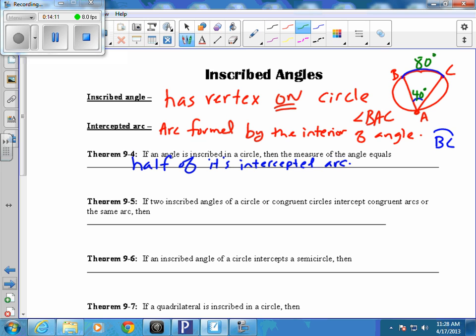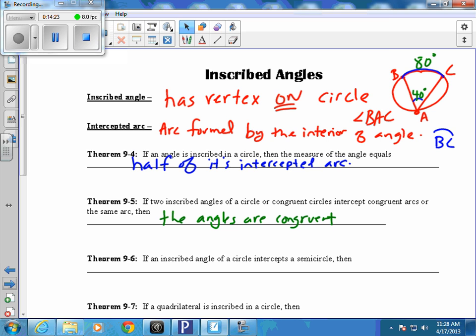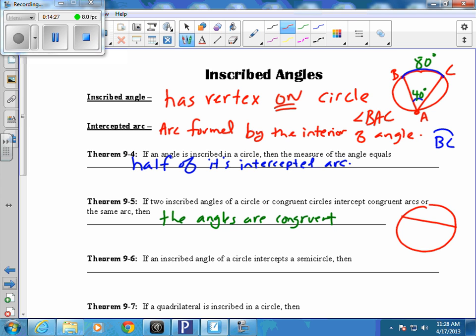If two inscribed angles of a circle or congruent circles intercept congruent arcs, then the angles are congruent. This comes in useful maybe when you have something like this. You have a circle, you have one inscribed angle intercepting arc AB, and then you have another inscribed angle, maybe like here, like that. Okay, so I'm going to mark the two angles. This angle would be equal to that angle because they intercept the same arc, AB.